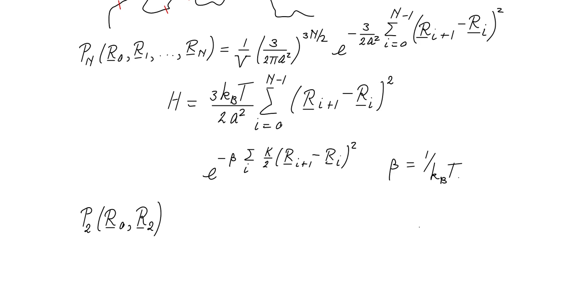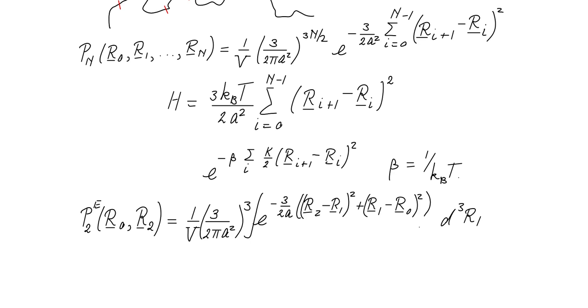In fact, if we have a chain which consists of three beads, 0, 1, and 2, and we are interested in the end-to-end distance of that small chain, so it's the probability to find R0 and R2. Well, if we want to find that, we need to integrate over R1. So this is the integral I have to calculate. I have to put the probability density of the entire chain in the integral, and I only integrate over R1. That's the central bead. And so that's in order to obtain the end-to-end distance between the 0 and the 2 bead. And this is a straightforward three-dimensional Gaussian integral which can be carried out.